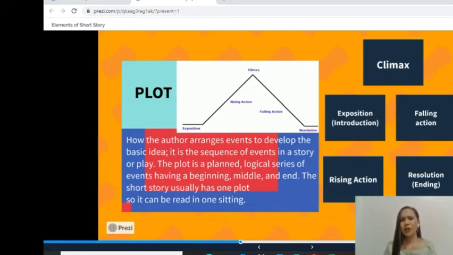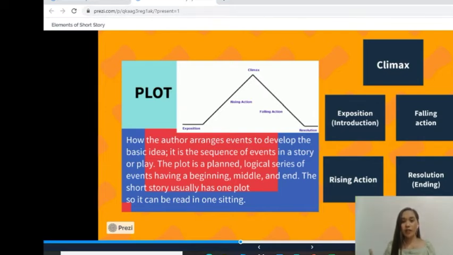Plot is very important in a short story because it gives us the guide, what will happen next, or how the story is being arranged by the author. If the plot is not being arranged that well, the story will be in chaos. We will not be getting the message of the short story. That is why plot or formulation or arrangement of plot is very important.